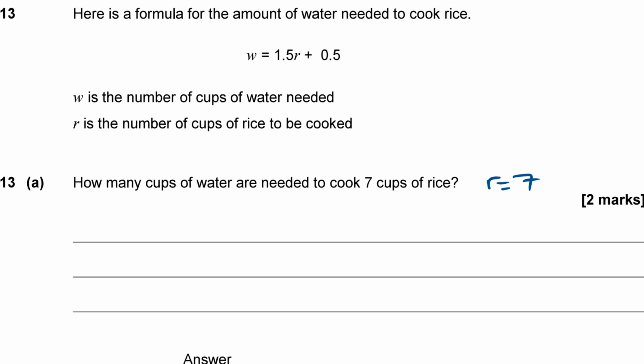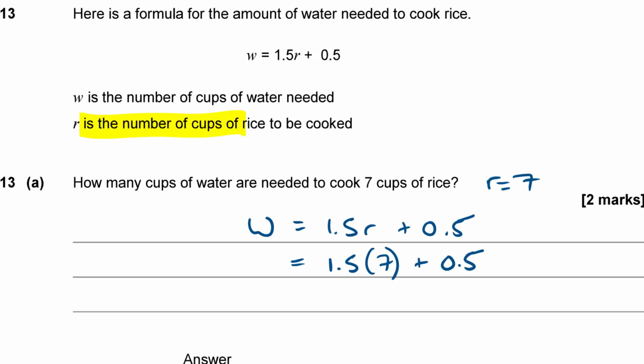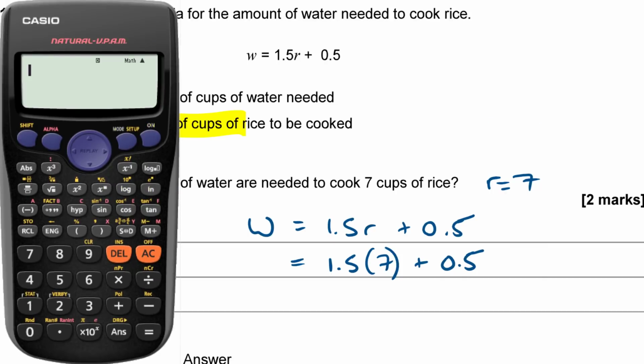Okay, because it was R that was the number of cups, wasn't it? R is the number of cups. Now, we're going to sub that carefully into the formula. So our formula is W equals 1.5 R plus 0.5. So replacing R with 7 and then working it out then. So what is 1.5 times 7 plus 0.5? So on my calculator, 1.5 times 7 plus 0.5, that comes out to be 11. Okay, so my answer is 11.